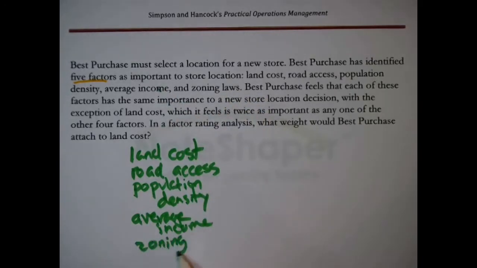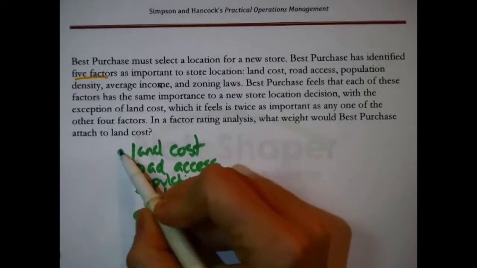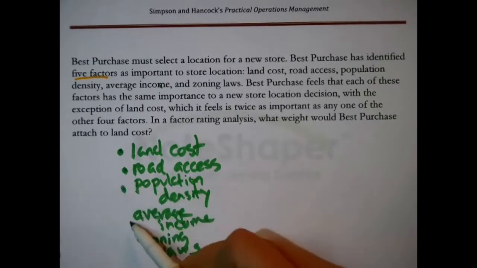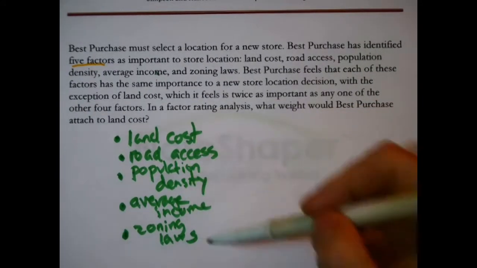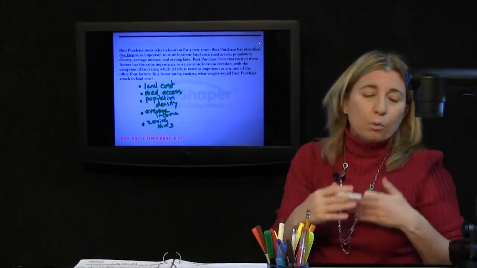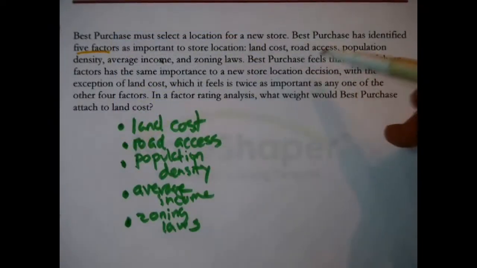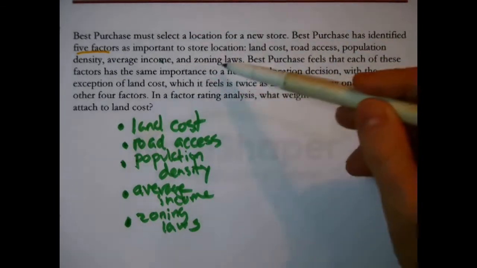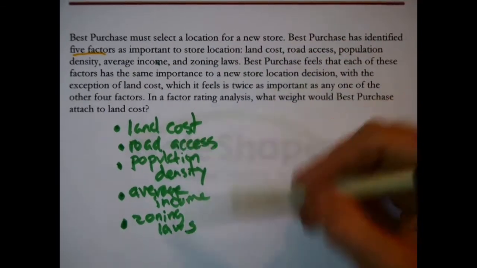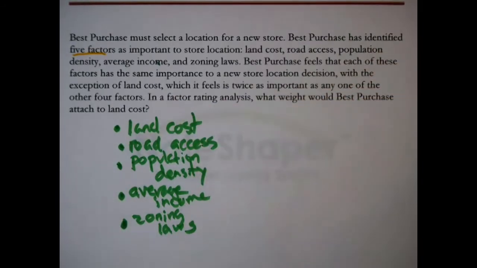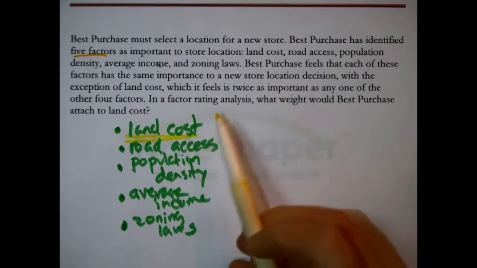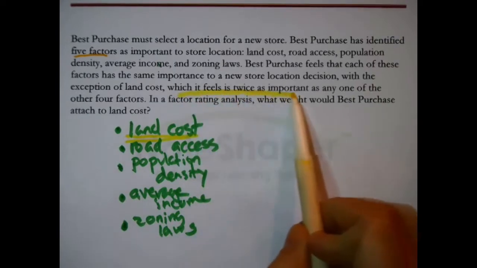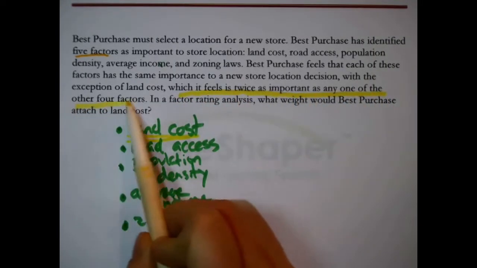So as they try to decide between candidate locations, just counting here that I spotted all of them and recopied all of them. Yes, each of these 5 things is important. Now, what else do they say? Best Purchase feels that each of these factors has the same importance to a new store decision. Okay, with the exception of land cost. Oh, okay, land cost is different from the other 4. How? Which it feels is twice as important to any one of the other 4 factors.